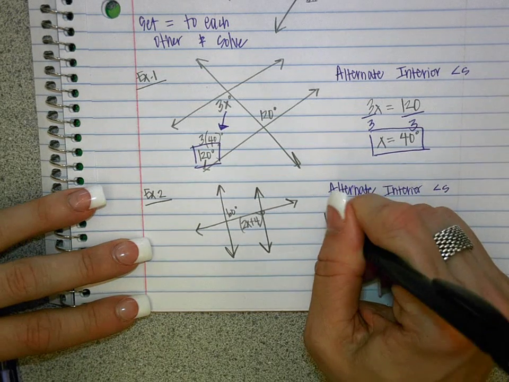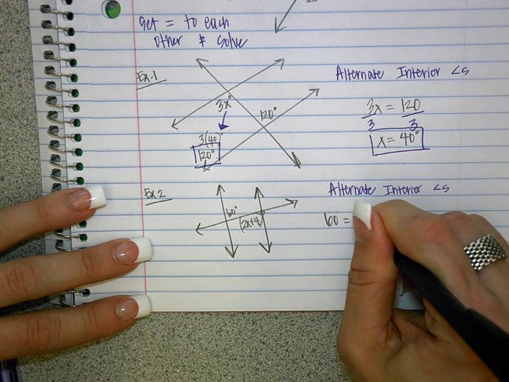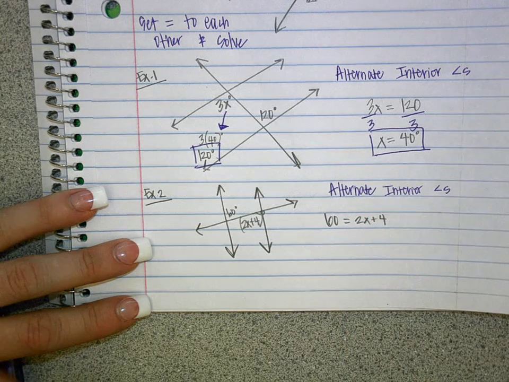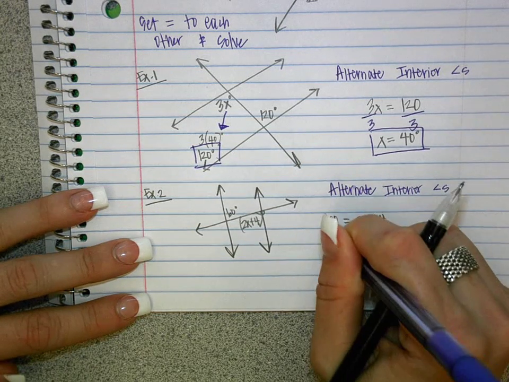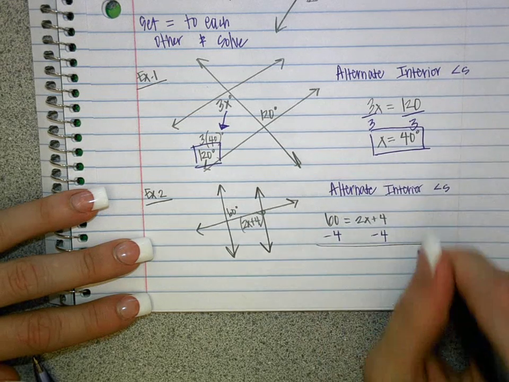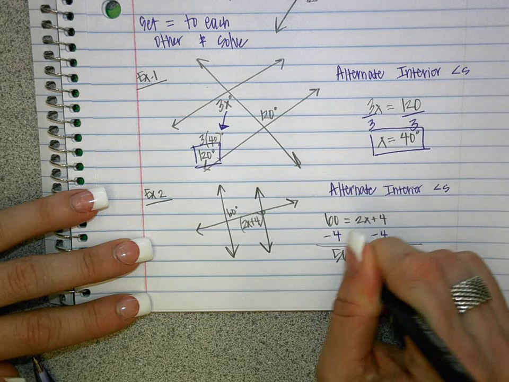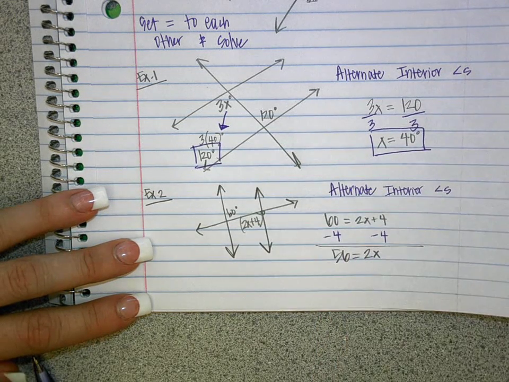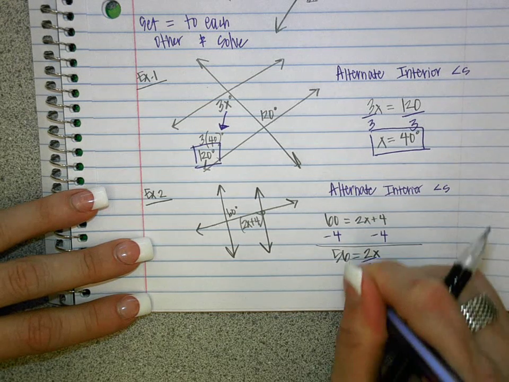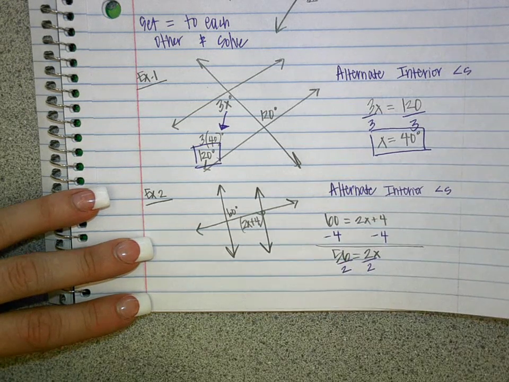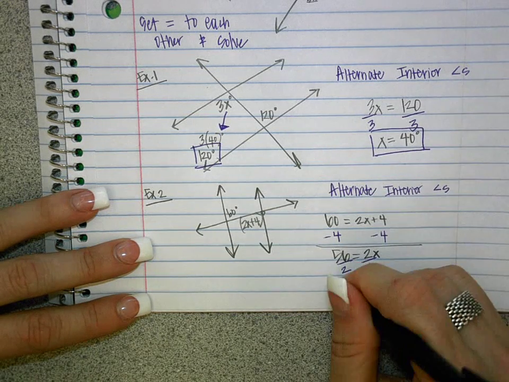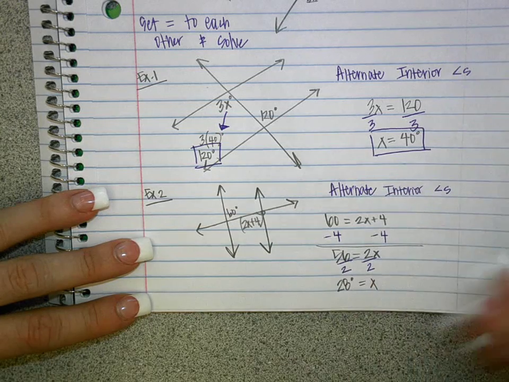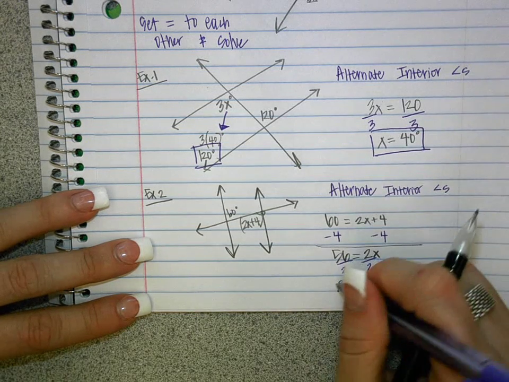So 60 is equal to 2x plus 4. Start undoing that. So we're going to move the 4. So subtract 4 from both sides. So subtract 4, we got 56 is equal to 2x. To get x by itself, divide that 2 away. So if you divide both sides by 2, it's 56 divided by 2. 28. So your x is equal to 28 degrees.